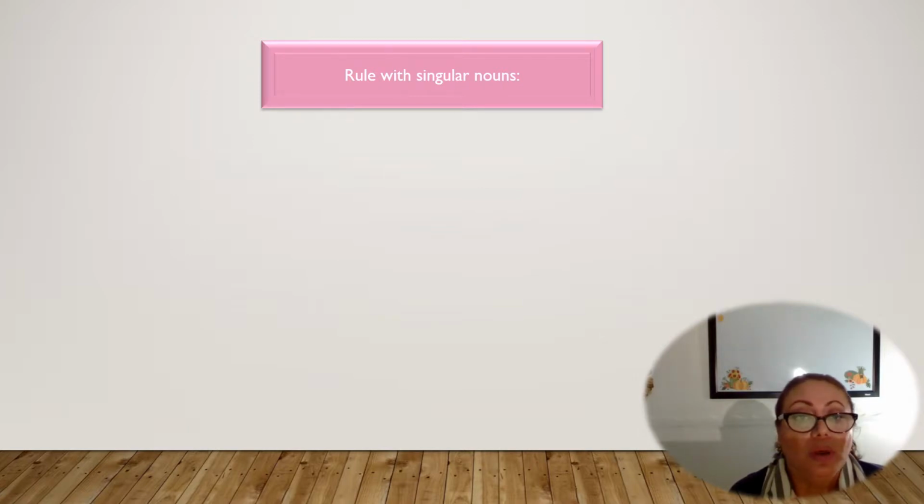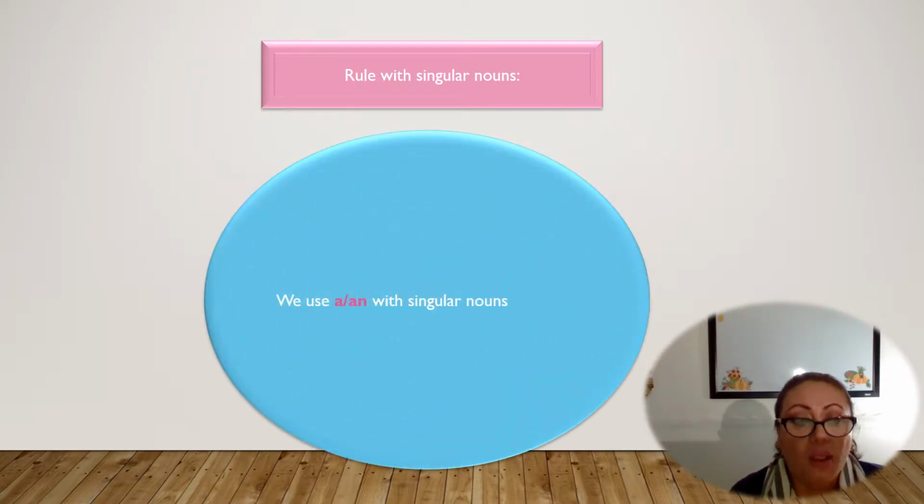Now we're going to learn about the rule with singular nouns. Remember that we were talking about things that I can count. 1, 2, 3. One orange, one banana, one pen. Okay? So always we need to put the A and the N, depending on how the word begins. If the word begins with a consonant, we need to start with the A. If the word starts with a vowel, we need to start with an N.